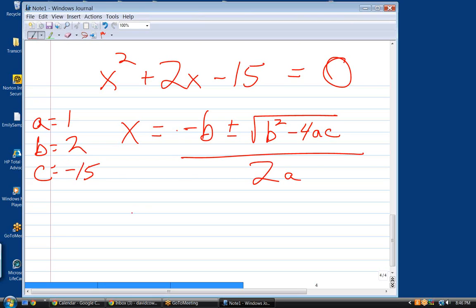Okay, so let's plug it in. Tell me what to write. Okay, negative 2 plus or minus the square root of 4, and then minus 4 times negative 15. Oh, what's a? Okay, okay, I got you. Yeah. I'm going to recommend something here that you always do, and that is this.